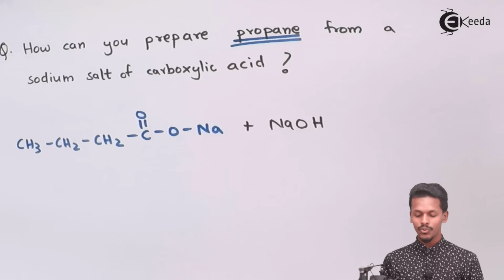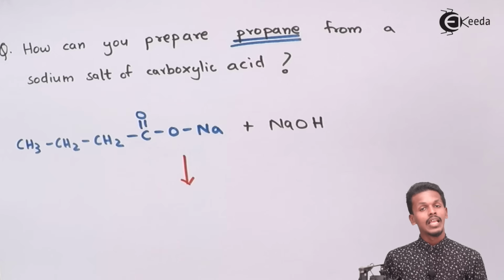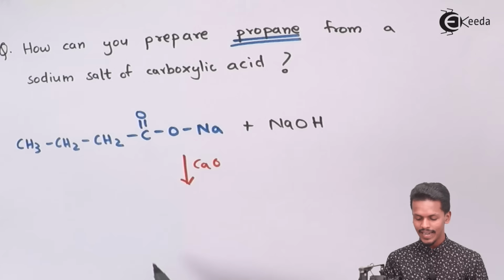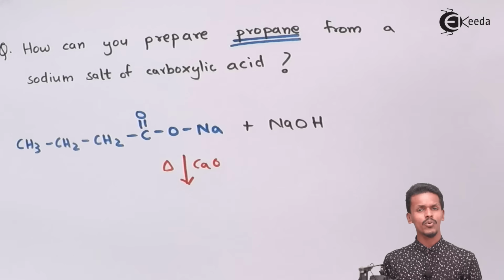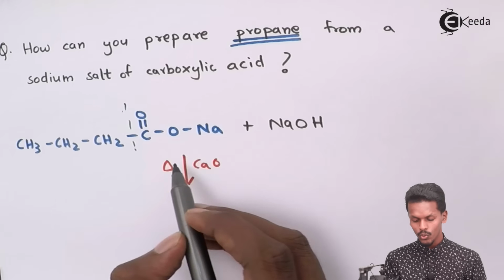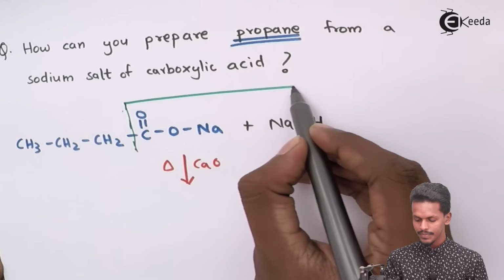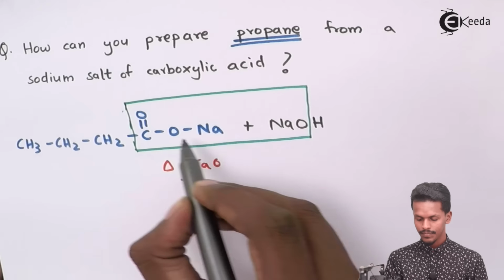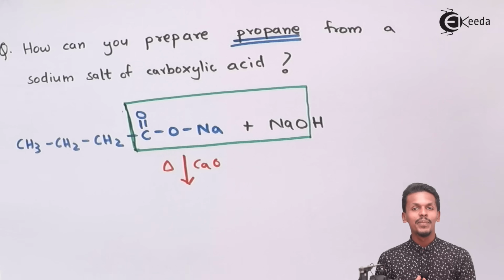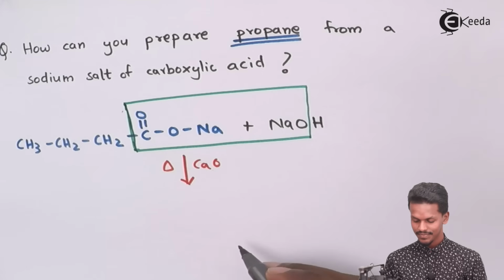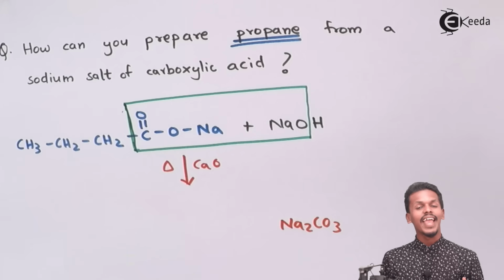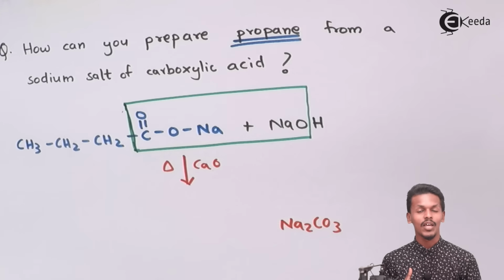And now we'll do the reaction in the presence of calcium oxide and heat. In this case, we'll see that this group, C double bond ONa, along with ONa will be removed as Na2CO3, basically known as sodium carbonate.